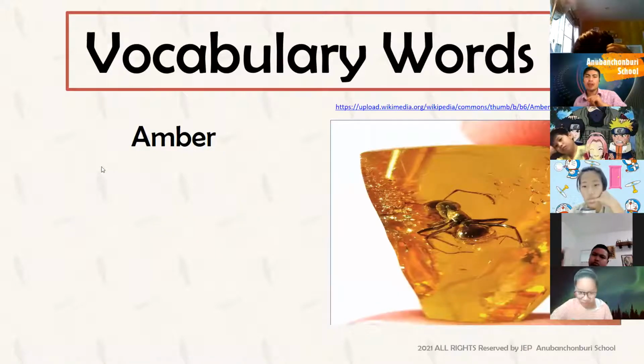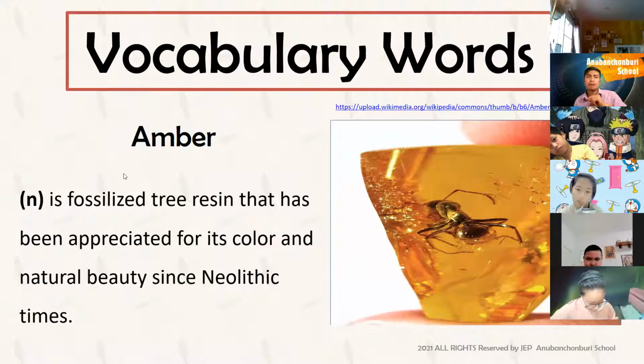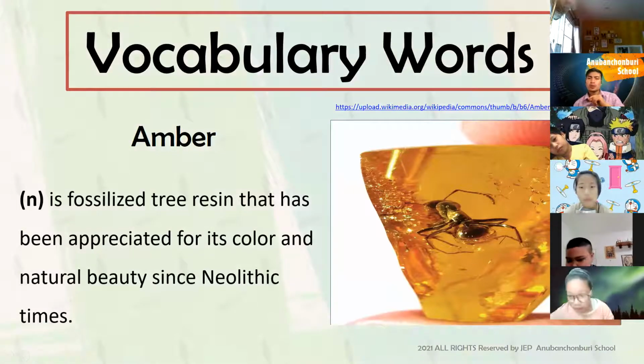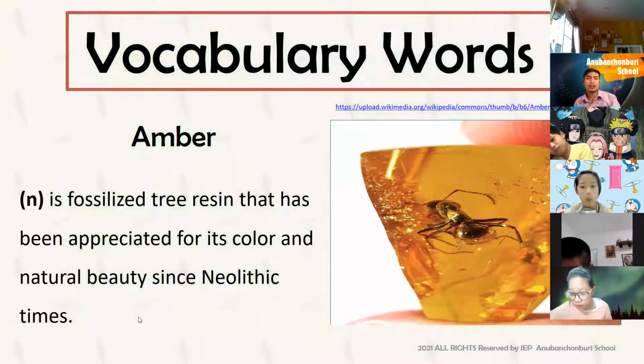The next word here is amber. I think I showed you what an amber is already last time, right? An amber is a fossilized tree resin that has been appreciated for its color and natural beauty since Neolithic times. So people sometimes use this as jewelry. Have you seen jewelry that is made up of amber? Anybody?